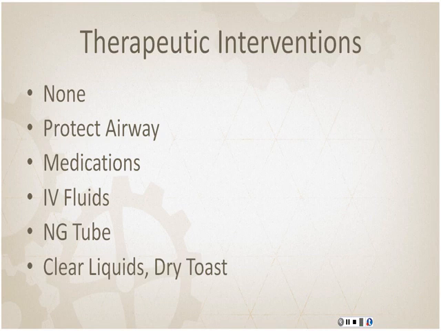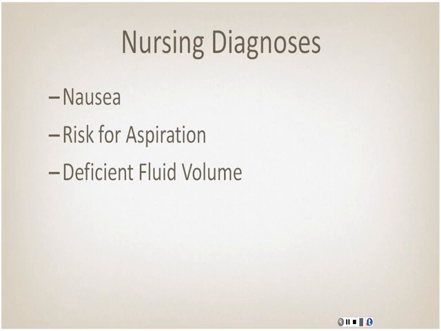Some of the nursing diagnoses would be nausea related to various causes that we already have talked about. Certainly the risk for aspiration related to a decreased gag reflex or unconsciousness, or just purely from vomiting. Sometimes aspiration can happen depending on positioning and what's going on. And then deficient fluid volume related to the vomiting.